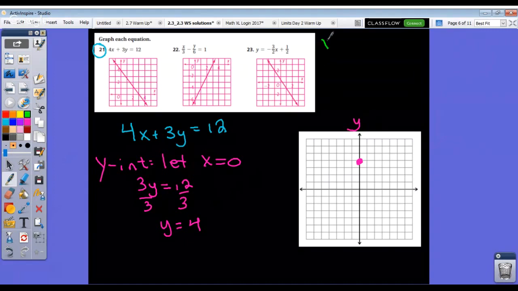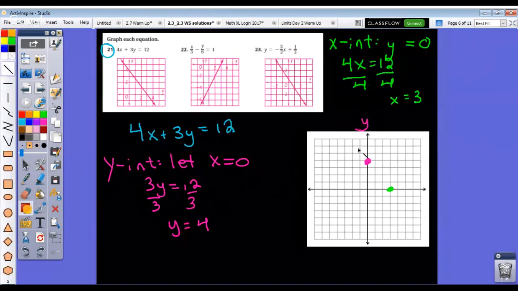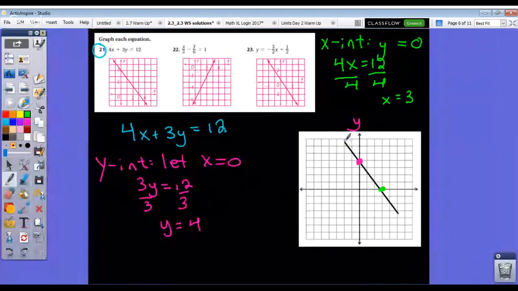I'm also going to find the x-intercept. And to find the x-intercept, we let y equal 0. Pretend that the y is not there. I'm going to get 4x is equal to 12. And if 4x equals 12, that tells us that x is equal to 3. So on the x-axis, I'm going to find 3, and I'm going to put a dot. With 2 points, we can draw a line. Okay, so maybe this will help my lines look a little better. I'm going to draw a line that crosses through those 2 points. I add arrows to say it keeps going on forever. And we now have graphed number 21, again, standard form using the x and the y intercepts.